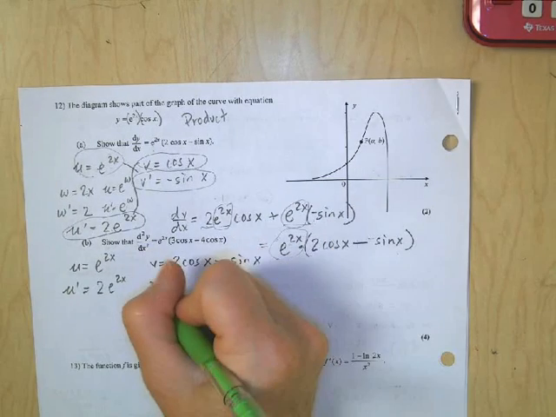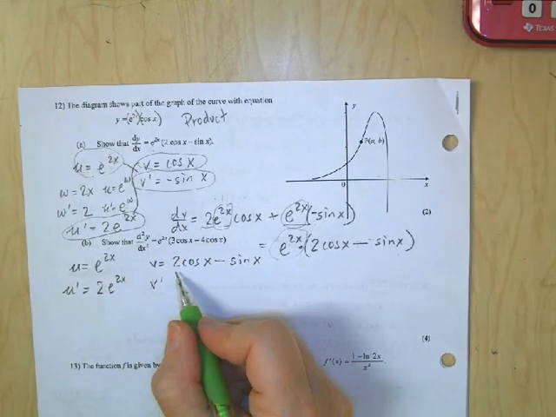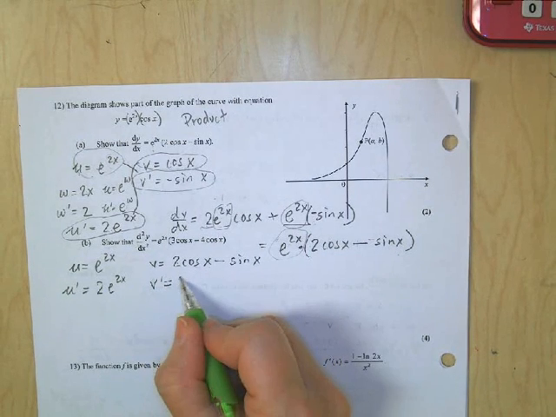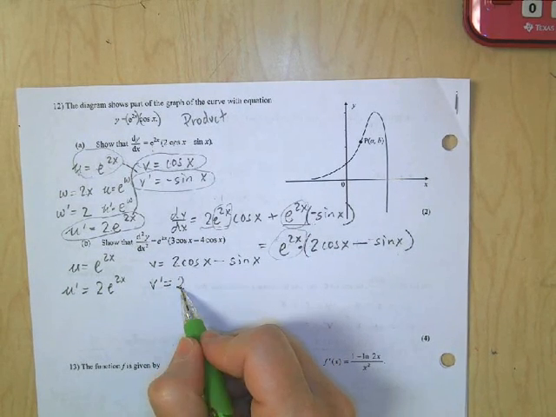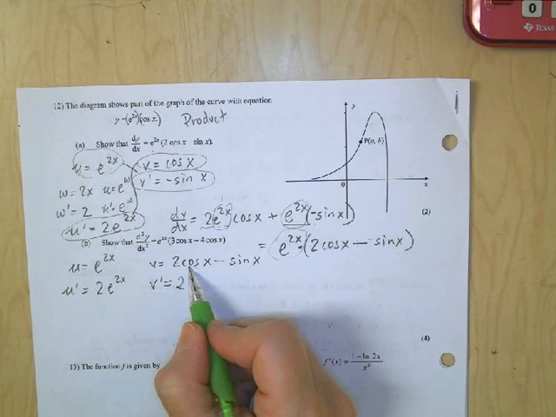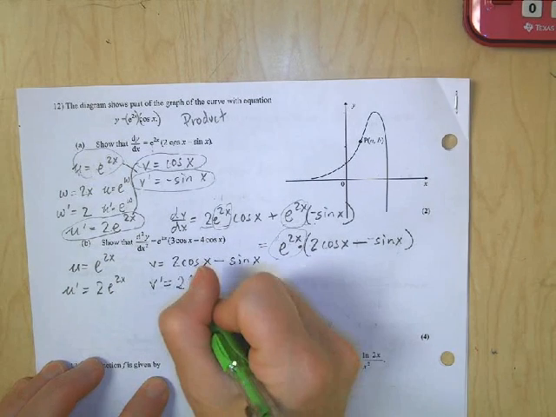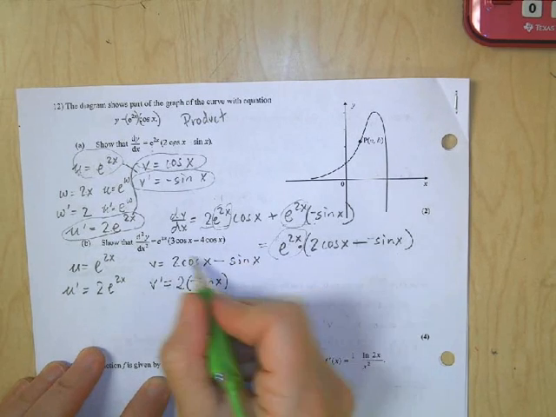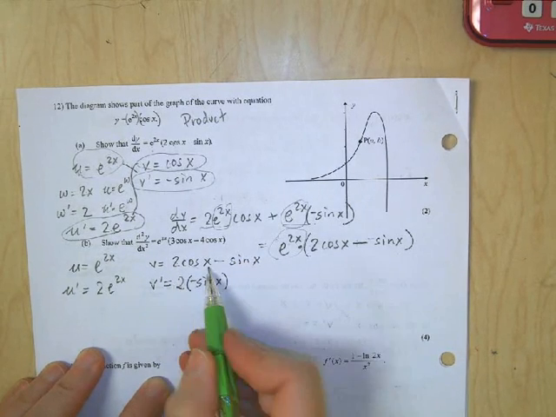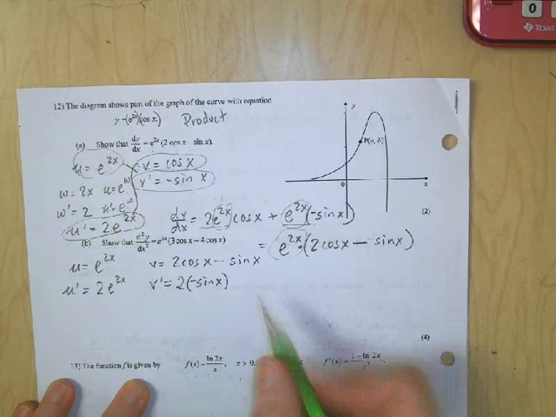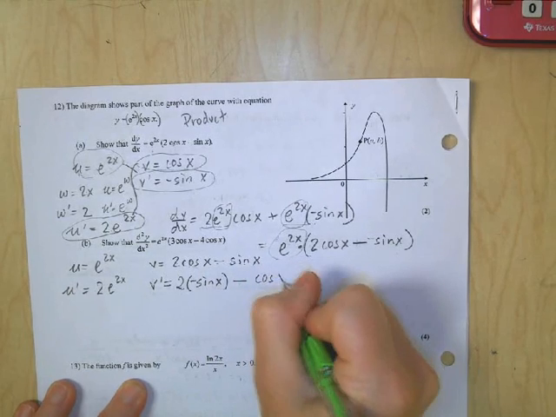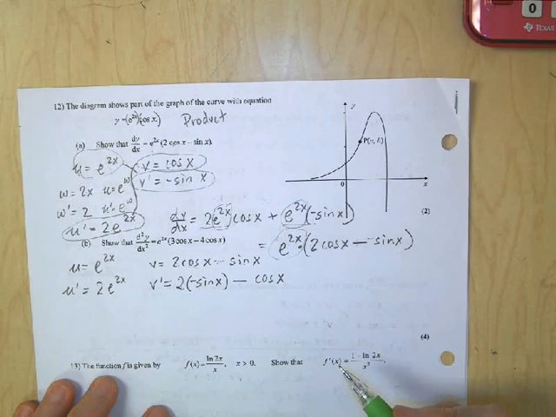So v prime, I'm going to take 2 times cosine x. We just keep our constant, our coefficient, like we always do, and then times it by the derivative of cosine, which is negative sine. Okay, so this is the derivative of 2 cosine x. Then I'm going to take the derivative of sine x, so here's my minus sine. The derivative of sine is cosine.